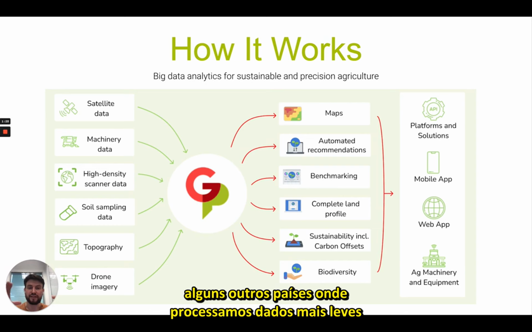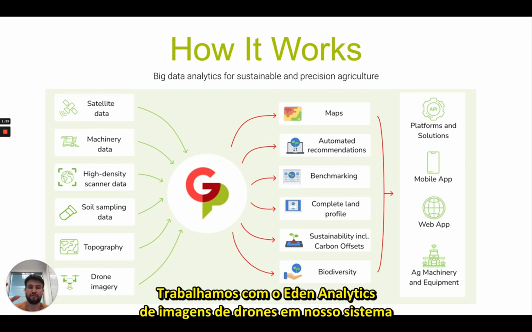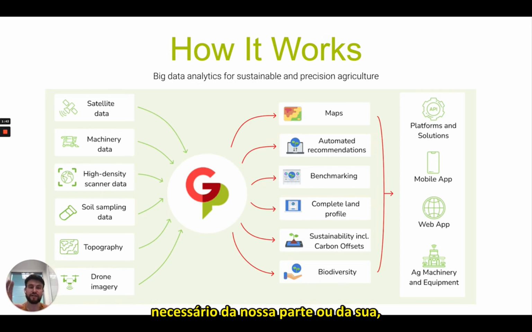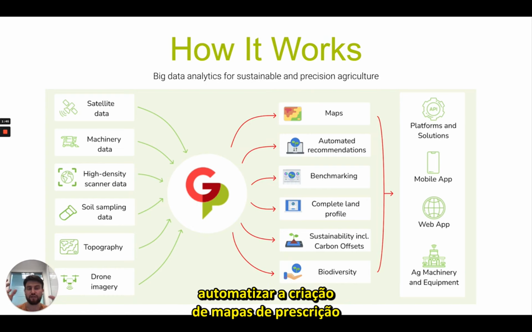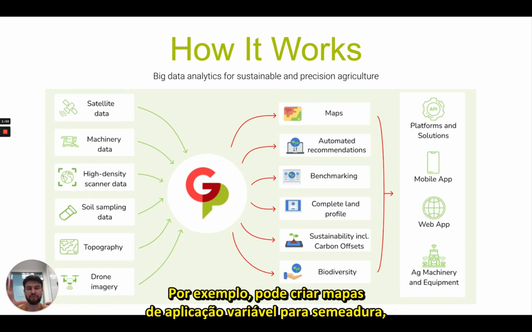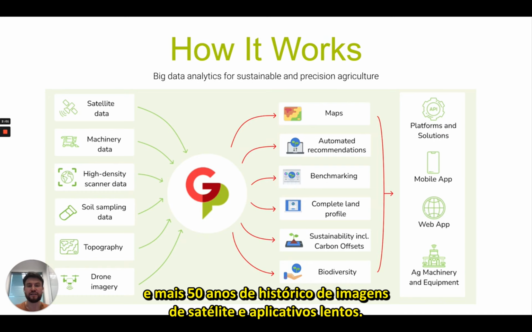Then we process LiDAR data. We build in automated manner models, 3D models as well. We're working on adding analytics of drone imagery in our system. And with Geopard Engine, it's possible to configure without any code development necessary from our side or from your side, totally automate creation of prescription maps for precision agriculture, variable rate technology based on multiple data layers. For example, you can create variable rate application maps for seeding based on your soil organic matter plus 15 years of satellite imagery history and slope maps.